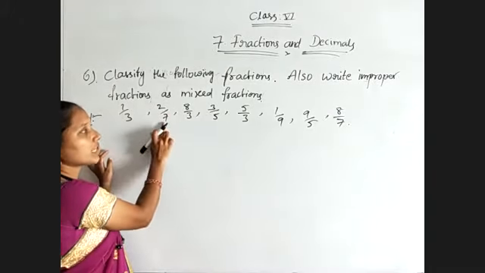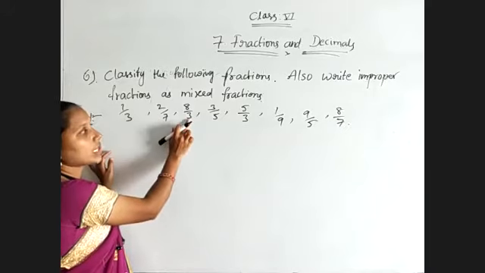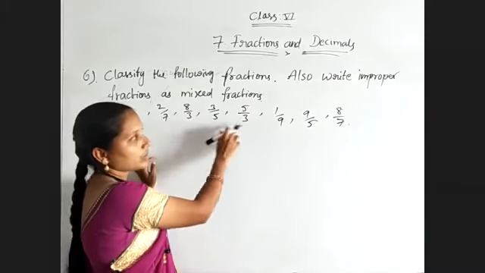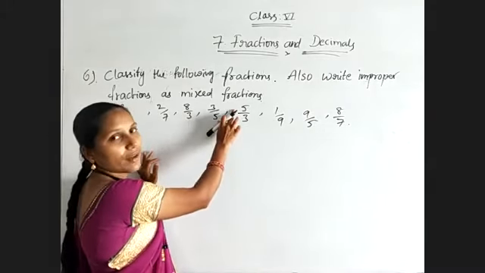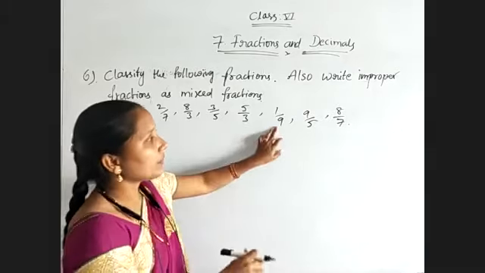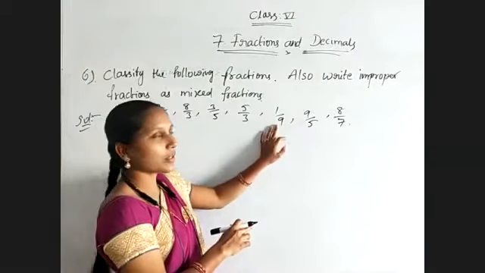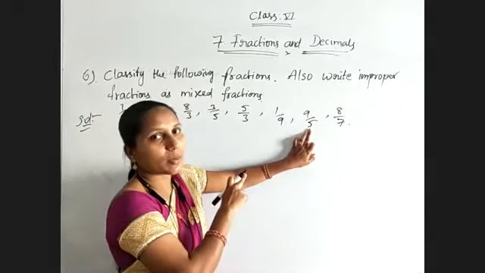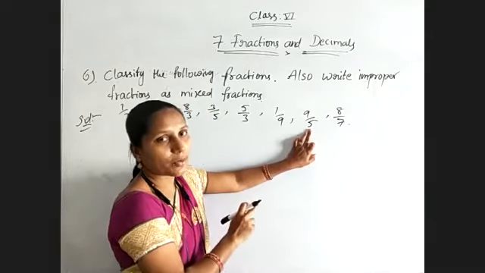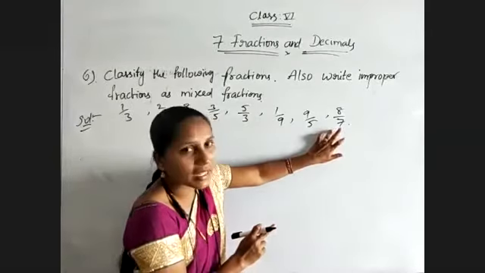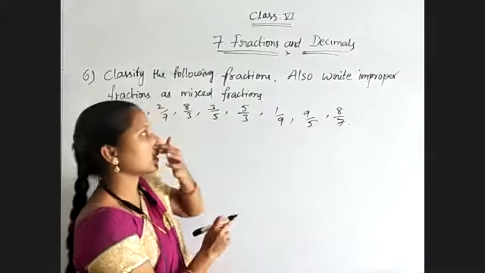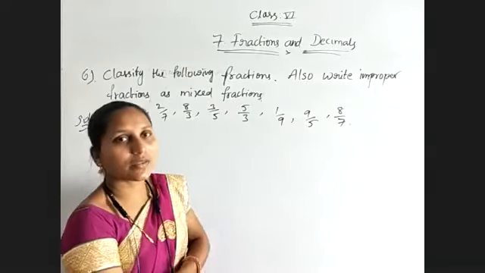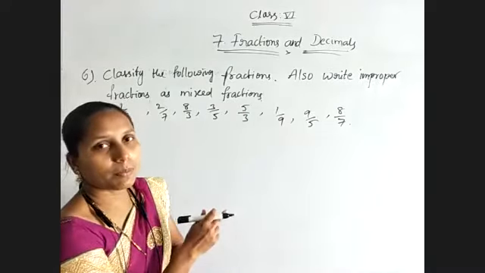So here observe, 7 is more than 2, proper. 3 is lesser than 8, improper. 5 is more than 3, proper. 3 is lesser than 5, so improper. And because numerator is 1, it is unit fraction as well as proper fraction. And here denominator 5 is lesser than the numerator, so it is improper fraction. Denominator is less than the numerator, improper fraction. So write improper fractions as mixed fractions.